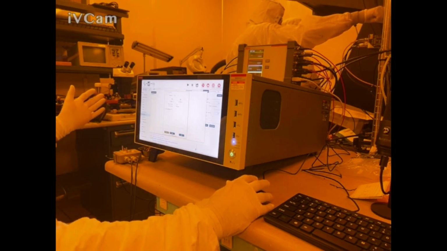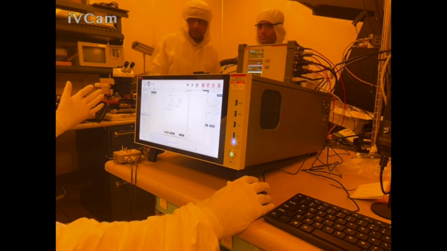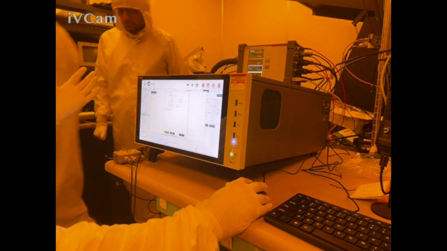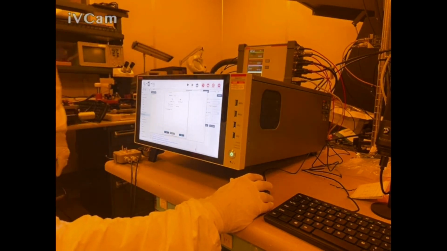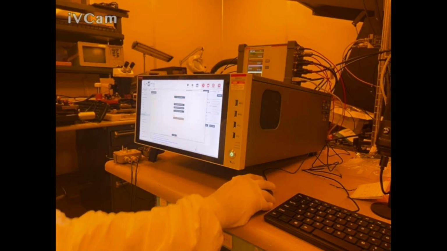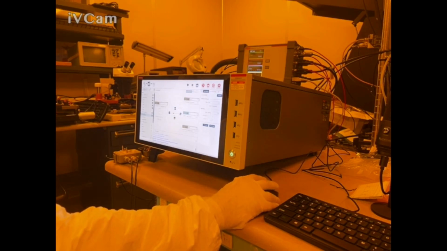Oh wait, now it's measuring. Oh. Now it's making sense. What's going on there? Huh. What did you do? I don't know. Move the cables. I breathed on it.